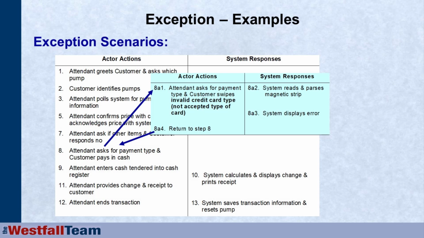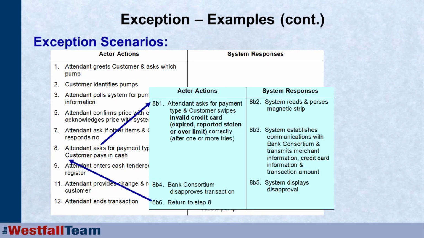Exceptions don't. For example, there might be an exception because the credit card was invalid or it wasn't one of the types that's accepted. I'm trying to use a Discover card and it only accepts MasterCard, Visa, and American Express. That would be an example of an exception. I did not get to pay with my payment type of choice. Or another exception might be that my credit card was reported as stolen or over the limit or expired.